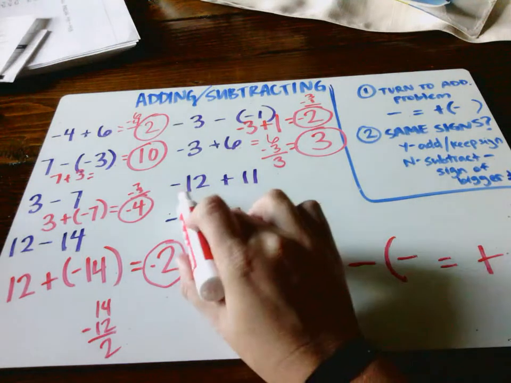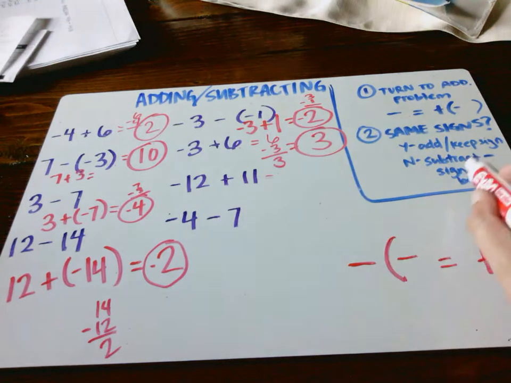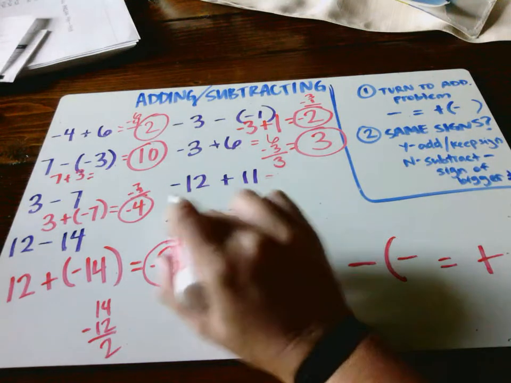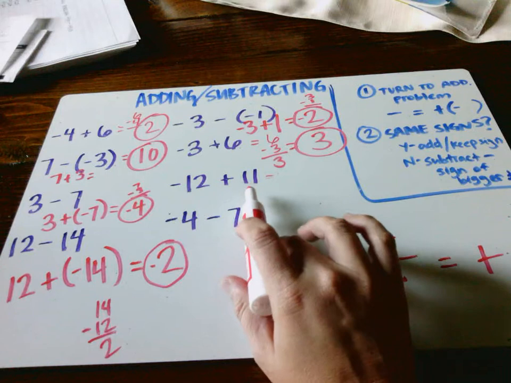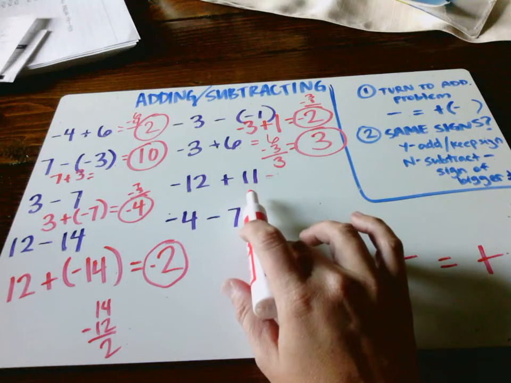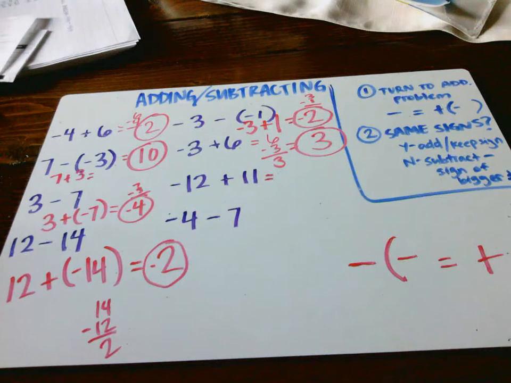Next, let's move to this one, -12 plus 11. Before I use these tricks, I'm going to give you another trick that I like to use. I always think about it in terms of money. If my sister owes me $12 and she only pays back 11, she still owes me $1, doesn't she? Sometimes that helps me when I think about negative and positive terms, to think about it in money.